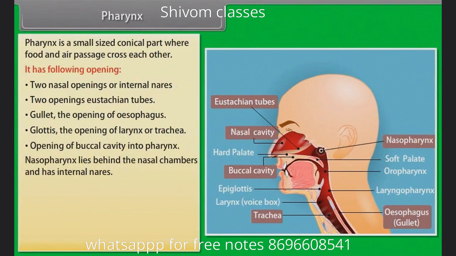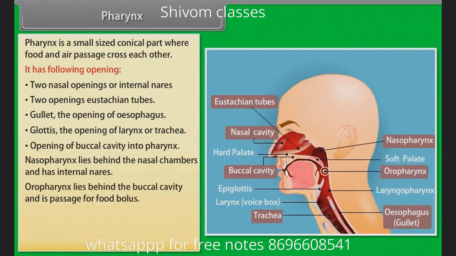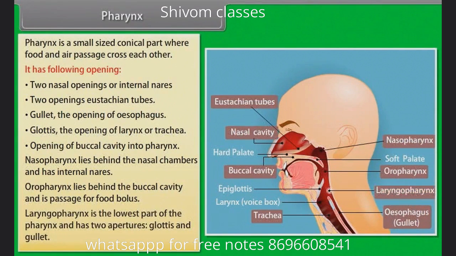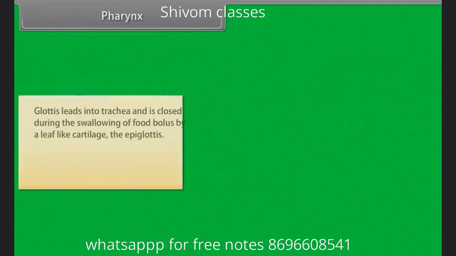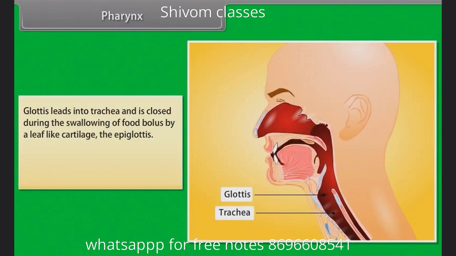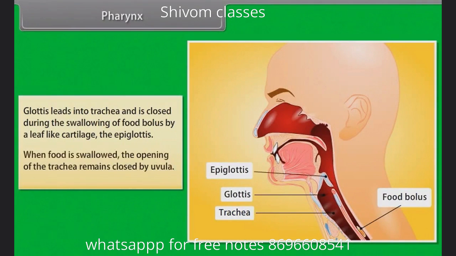Nasopharynx lies between the nasal chambers and has internal nares. Oropharynx lies behind the buccal cavity and is passage for food bolus. Laryngopharynx is the lowest part of the pharynx and has 2 apertures, glottis and gullet. Glottis leads into trachea and is closed during the swallowing of food bolus by a leaf-like cartilage, the epiglottis. When food is swallowed, the opening of the trachea remains closed by uvula.